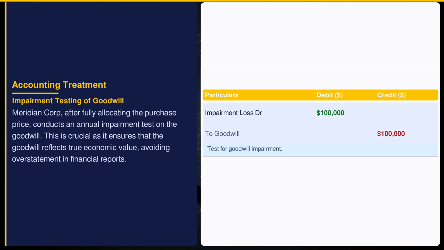An impairment test reveals that the carrying amount of goodwill exceeds its recoverable amount by $100,000. Indian Accounting Standard 103 requires recognizing this impairment loss immediately. The adjustment ensures Meridian's financials remain conservative and reliable, avoiding overstated asset values.